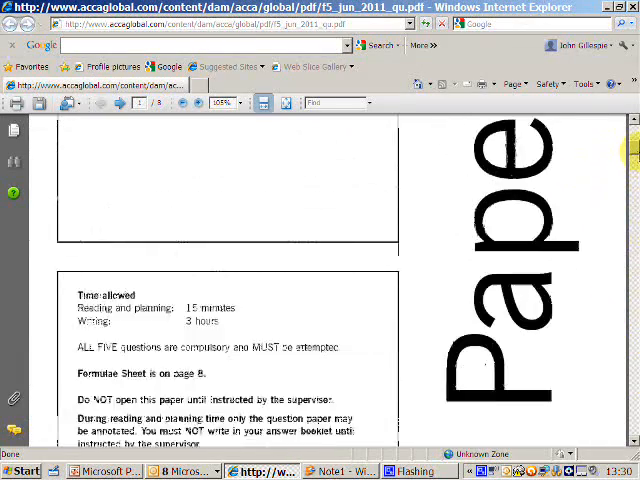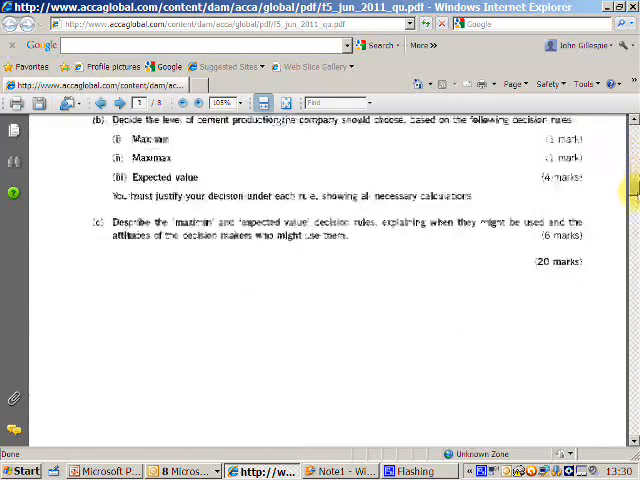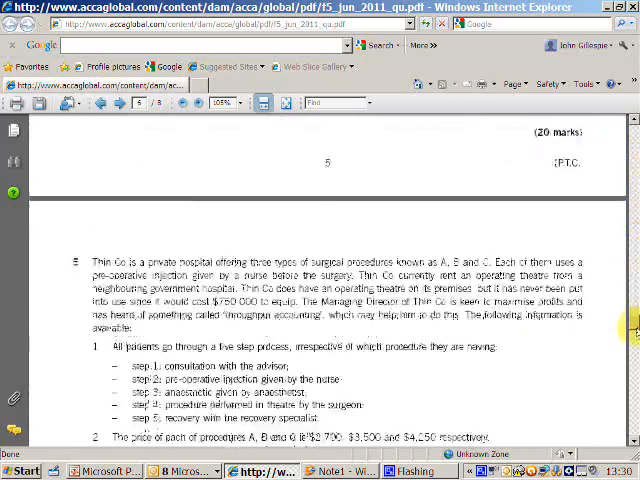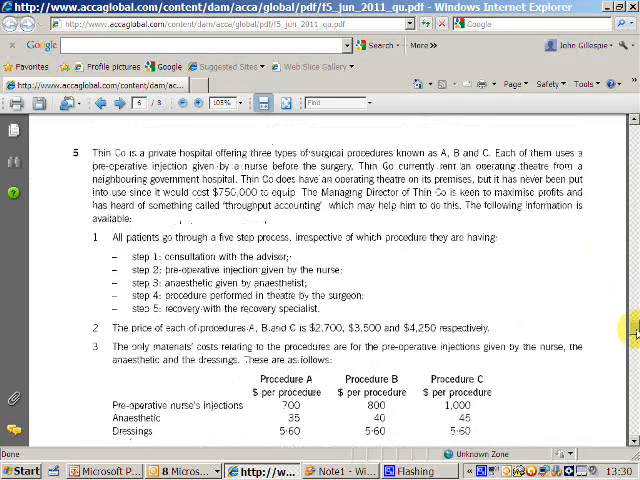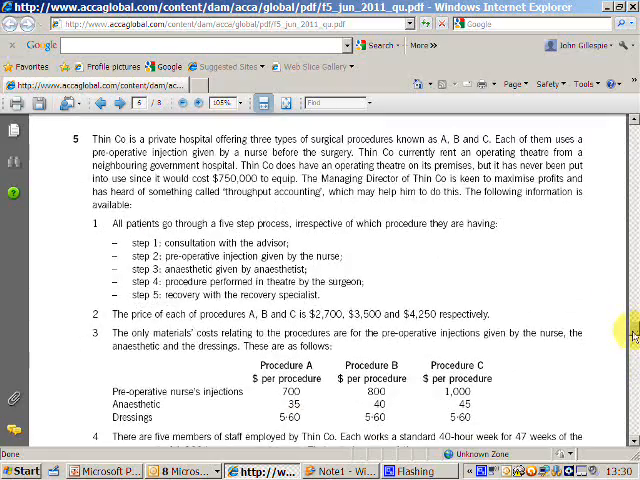This is the exam paper from June 2011 that you'll find on the ACCA Global website. And scrolling down, we get to question 5, the question on throughput accounting. Now, the approach to all questions, you see this one has got a page and a half of information for you to get through. But before we get into all the detail here, this common approach is what we want to do. So firstly, maybe look at the first sentence or two to get an idea of what's going on.